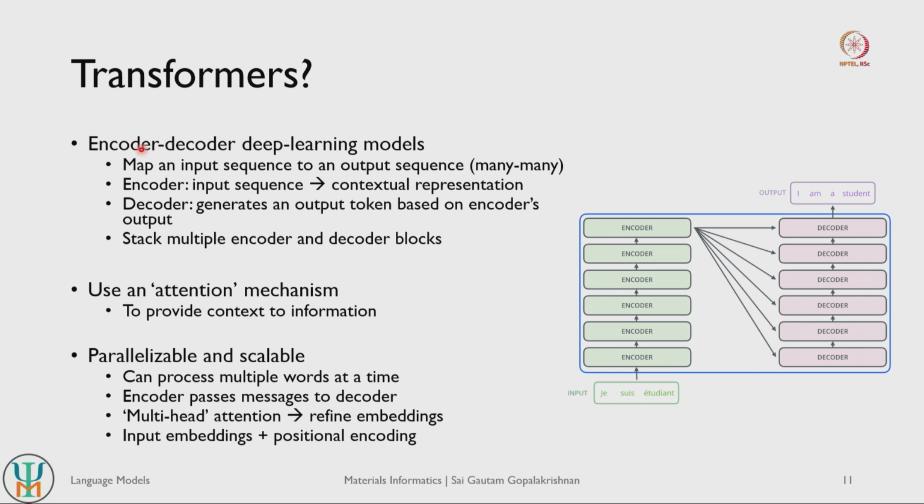So transformers are basically encoder decoder models. These are deep learning models, so they have multiple layers within them, and they try to map one input sequence into multiple output sequences. So they try to generate these many to many associations. So what do these encoders and decoders do? The encoder tries to map an input sequence into some kind of a contextual representation. So it tries to represent this input sequence in some sort of high dimensional mathematical space, but with context retained. So it tries to understand the importance of each word in a given sentence.